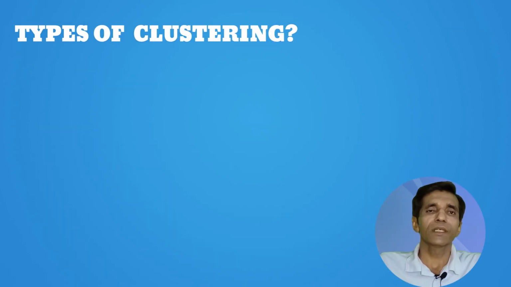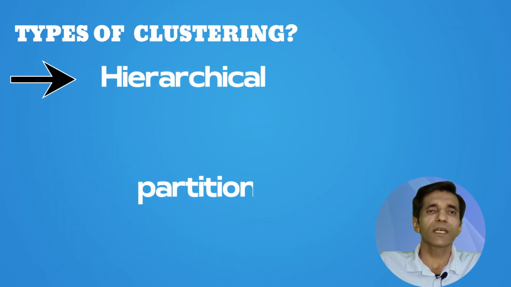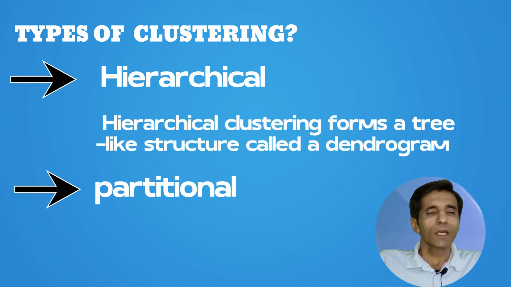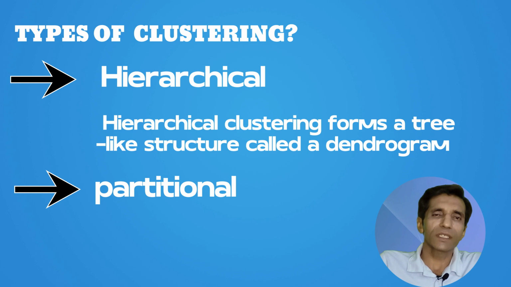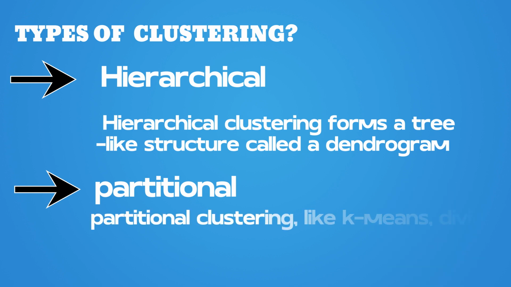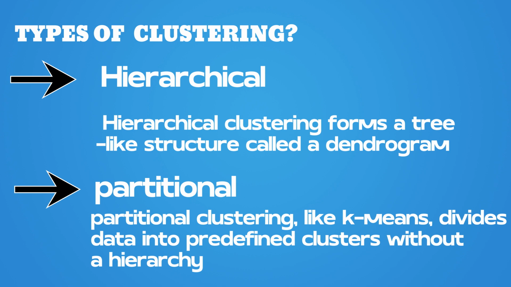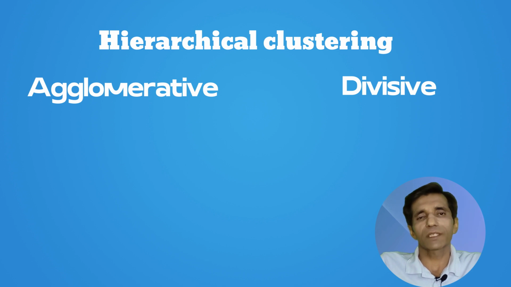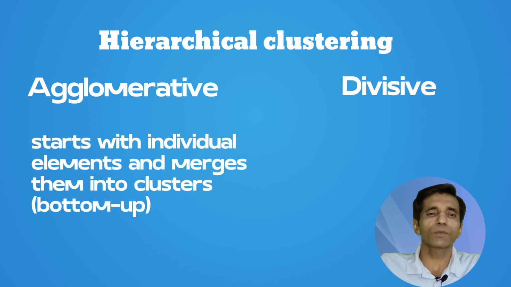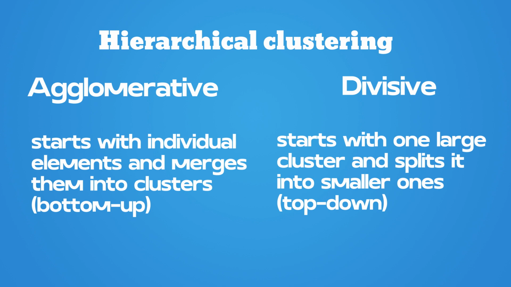Types of clustering. There are two main types of clustering, hierarchical and partitional. Hierarchical clustering forms a tree-like structure called a dendrogram, while partitional clustering, like k-means, divides data into predefined clusters without a hierarchy. In hierarchical clustering, we have two approaches, agglomerative and divisive. Agglomerative clustering starts with individual elements and merges them into clusters bottom up, whereas divisive clustering starts with one large cluster and splits it into smaller ones top down.